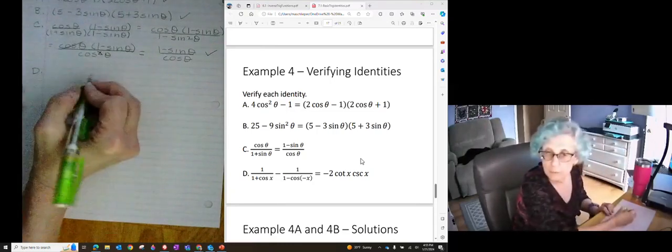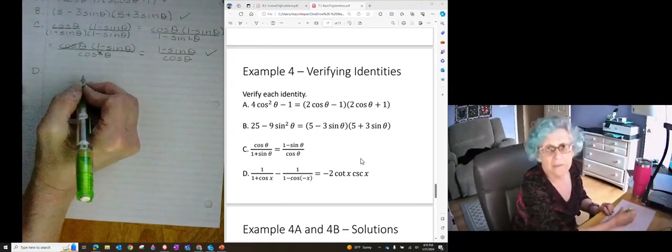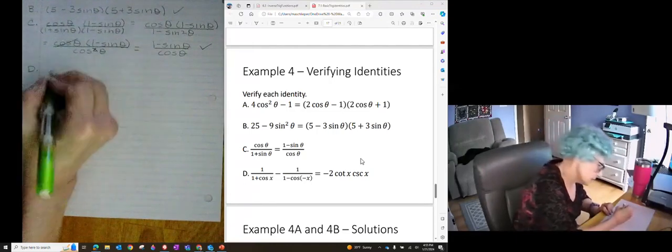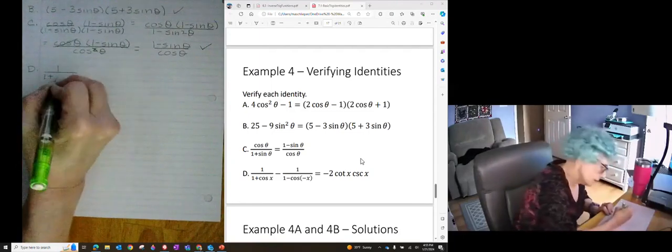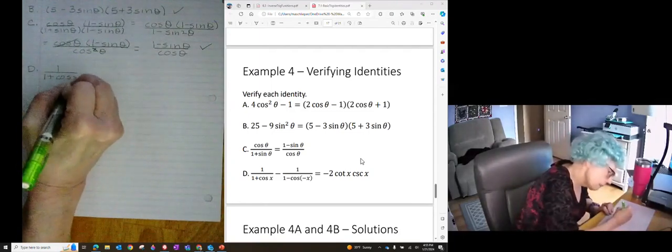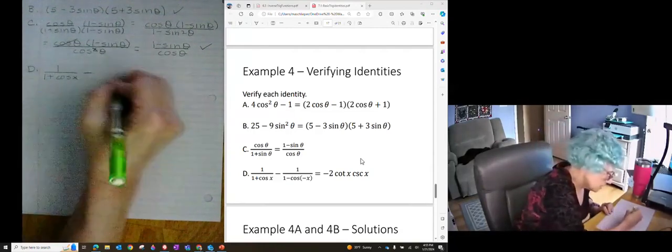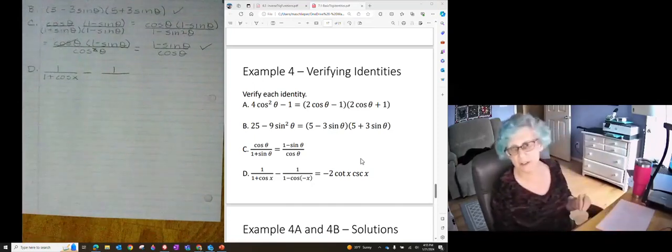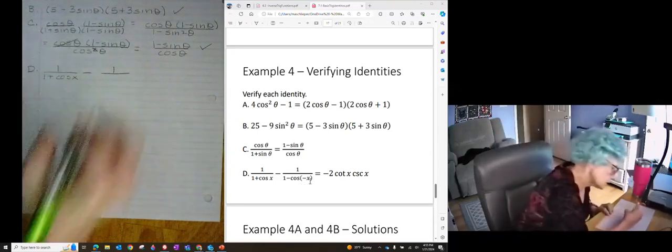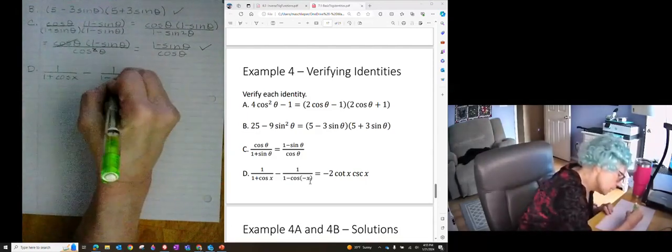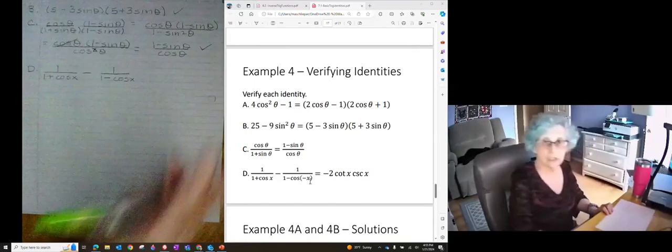D, we have 1 over, yeah, the left-hand side looks more complicated. Let's start with that one. 1 over 1 plus cosine of x. And just because I get tired of writing, I look at this one and I already realize there's an even-odd thing going on here. Cosine of minus x is the same thing as cosine of x. So this is the same as 1 minus cosine of x.